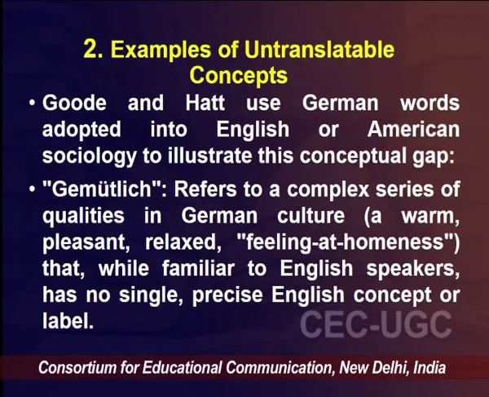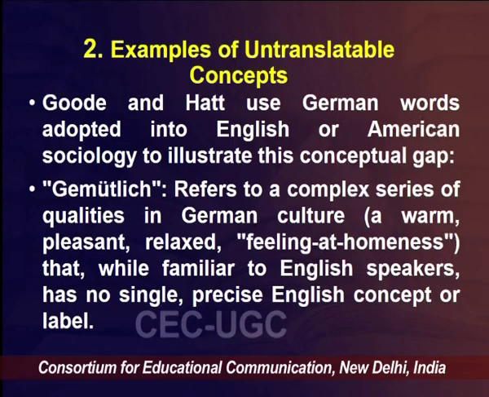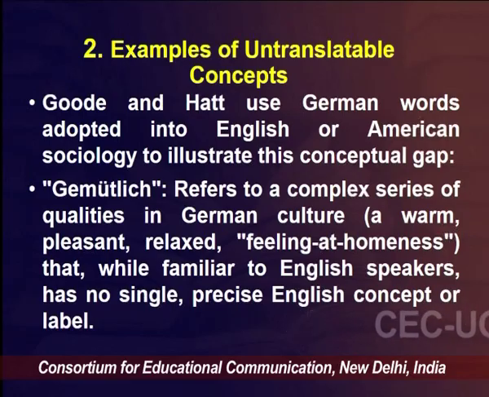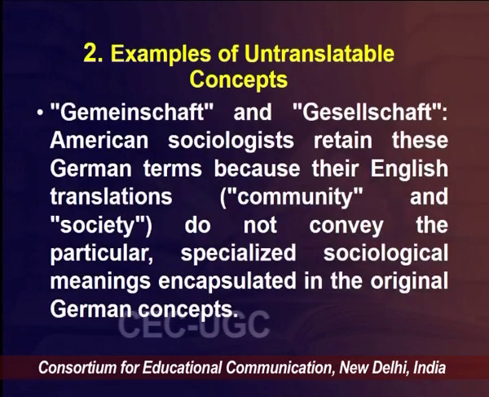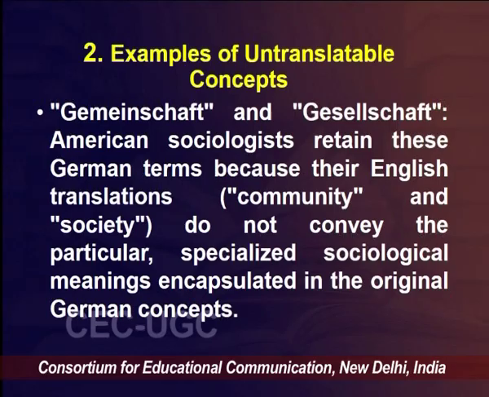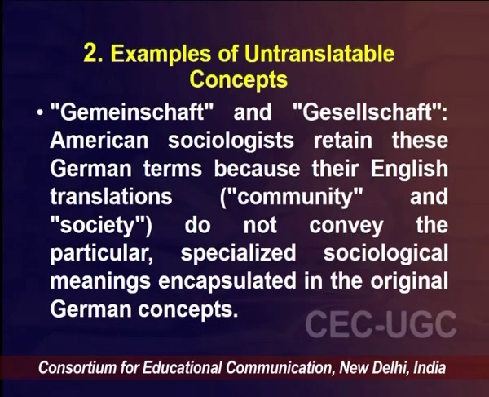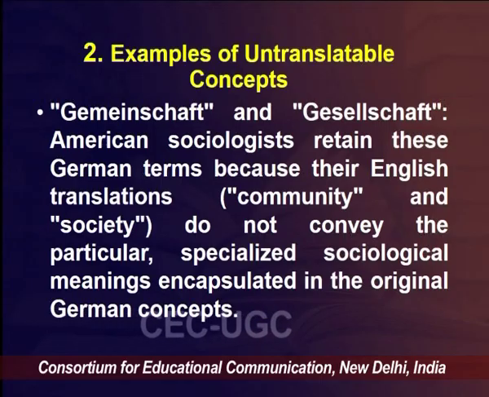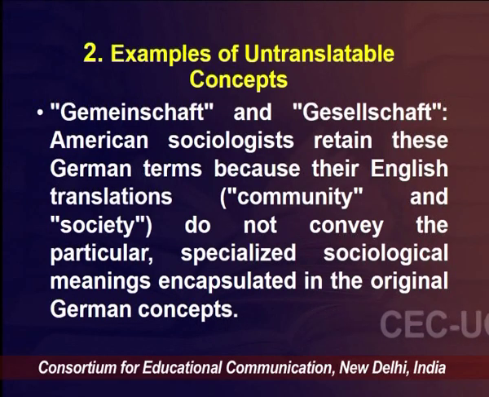Goode and Hatt use German words adopted into English or American sociology to illustrate this conceptual gap. Gemütlich is the word which refers to a complex series of qualities in German culture, and the qualities are warm, pleasant, relaxed, feeling at home. While familiar to English speakers, it has no single precise English concept or label. And in sociology, we use the terms Gemeinschaft and Gesellschaft to explain the concepts of community and society to students. Now, American sociologists retain the German terms because the English translation into community and society does not convey the particular specialized sociological meaning encapsulated in the original German concept.